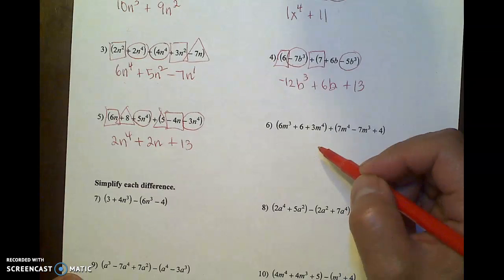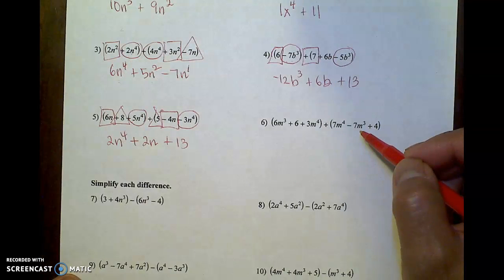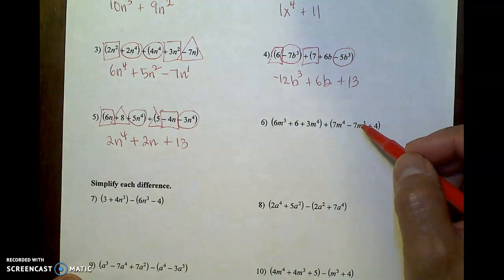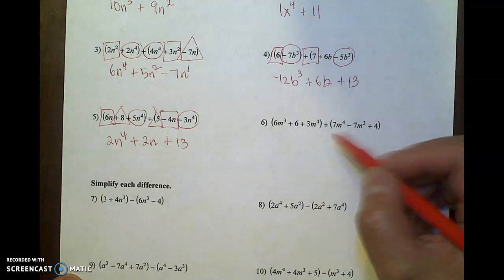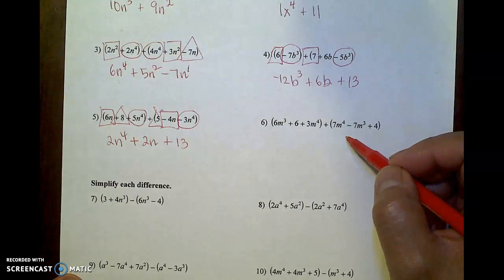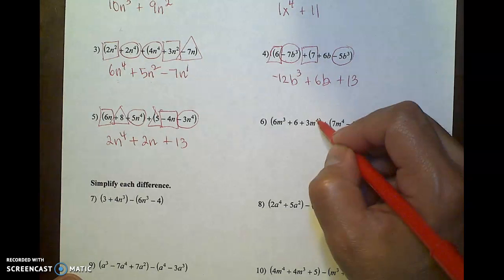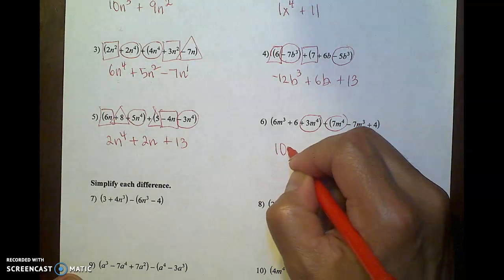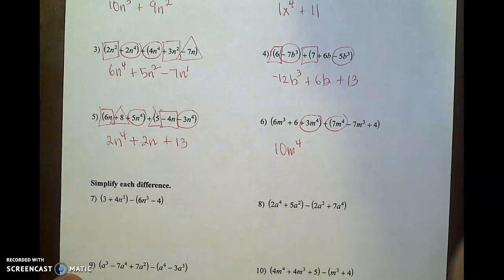Alright, so again, be careful as you're combining these like terms. And usually when you do write them, you want to write them in descending order based off of their exponent. The biggest exponent here is 4. So we're going to combine 3m to the fourth with 7m to the fourth to get 10m to the fourth.